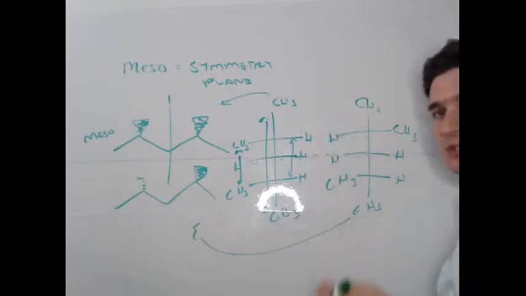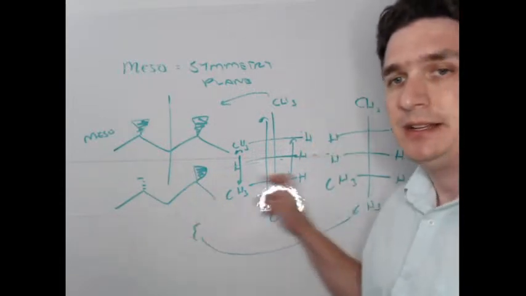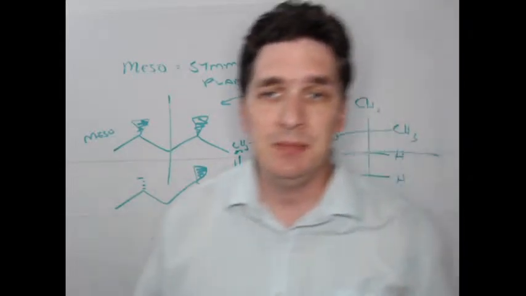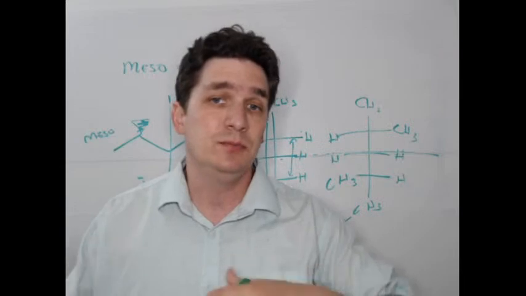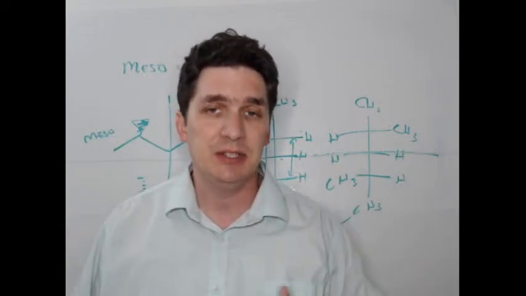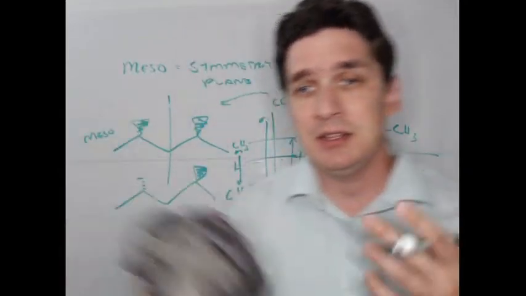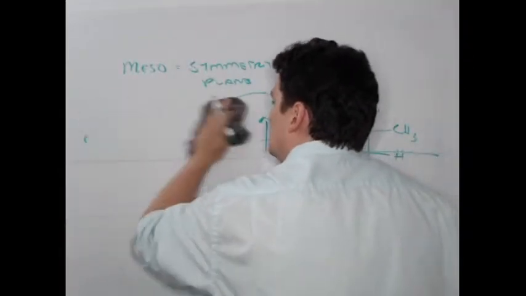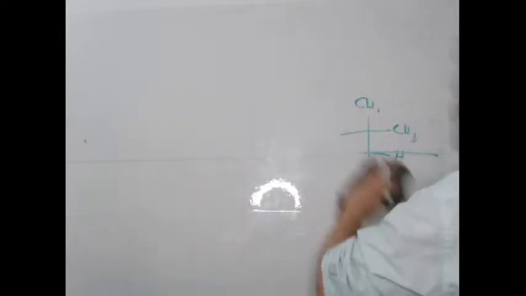And the reason you know it's not meso is, one, you don't see the mirror plane, and two, if you look at the Fischer projection, there's also no mirror plane. So again, meso just kind of boils down to, can you see the mirror planes? If you do see a mirror plane and there are chiral centers, that makes it meso.